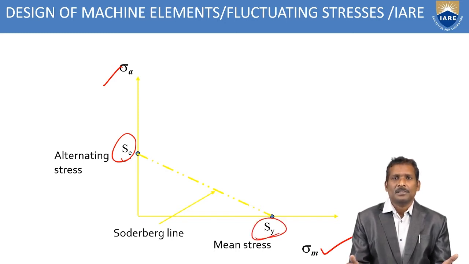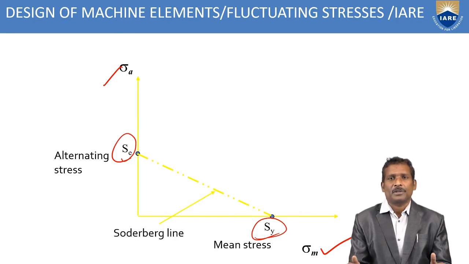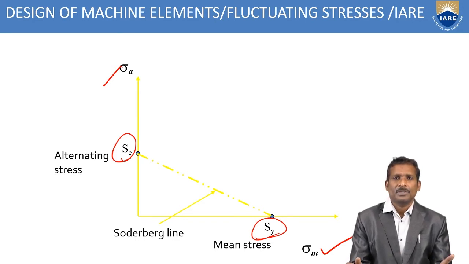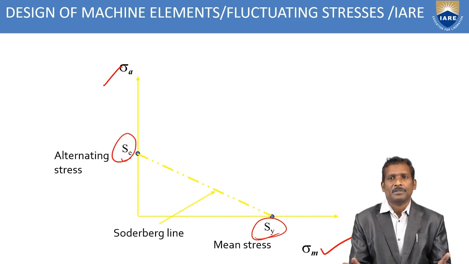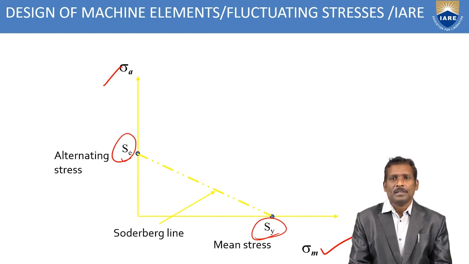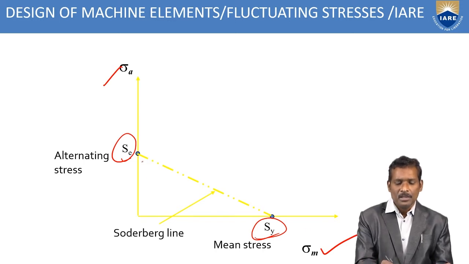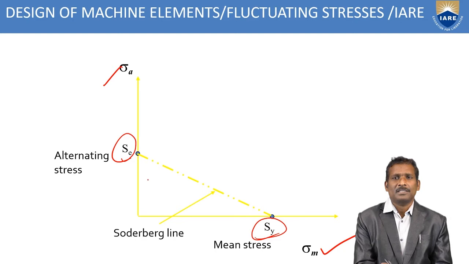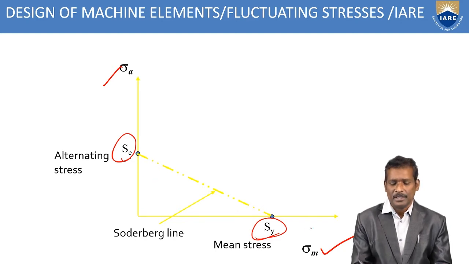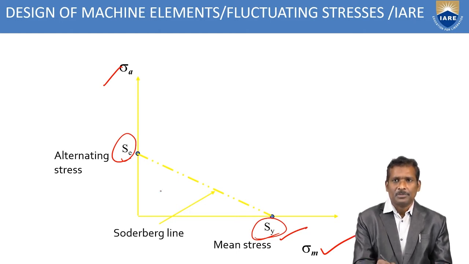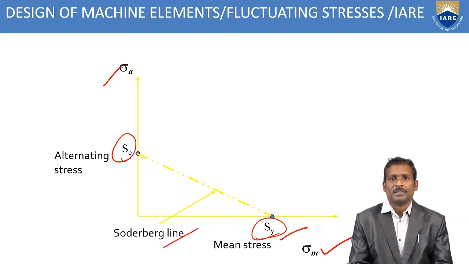The endurance limit for a ductile material depends upon the yield stress. The endurance limit or fatigue strength of a brittle material depends upon the ultimate strength. Here the line is drawn between the yield stress and the endurance limit. This is the maximum limit of the material, sigma E, and here is shown the yield stress of the particular ductile material. This line is called the Soderberg line. By using this method, we can calculate the fluctuating stresses.